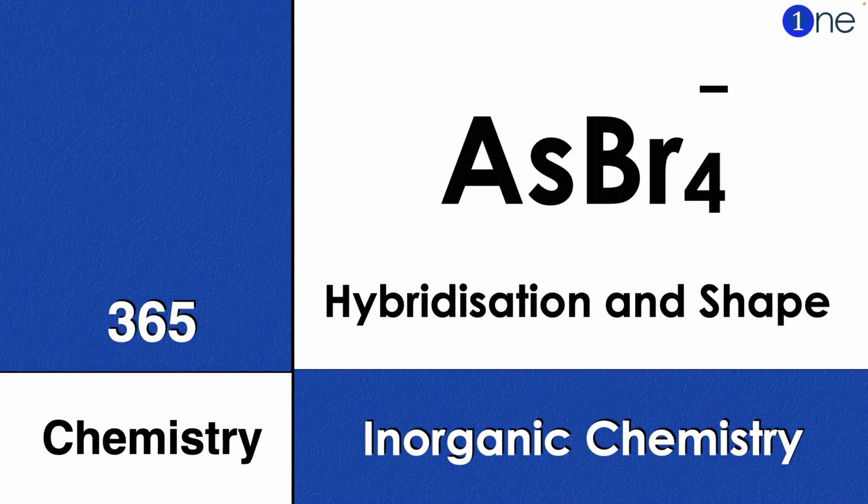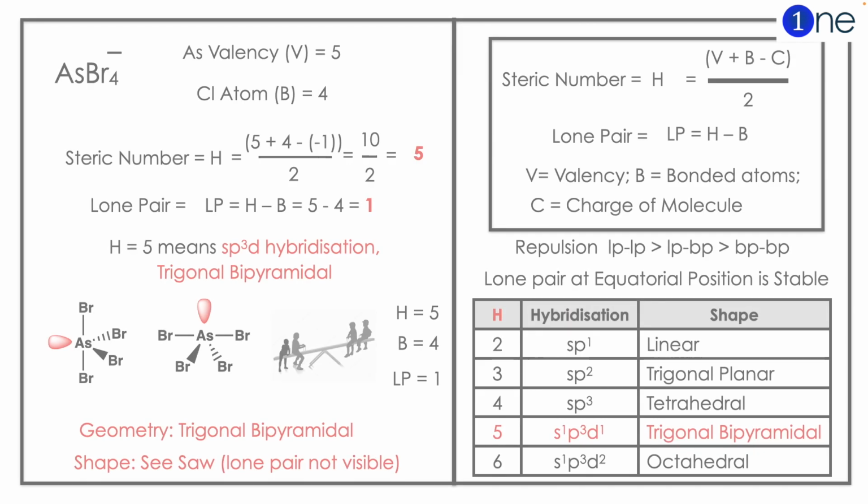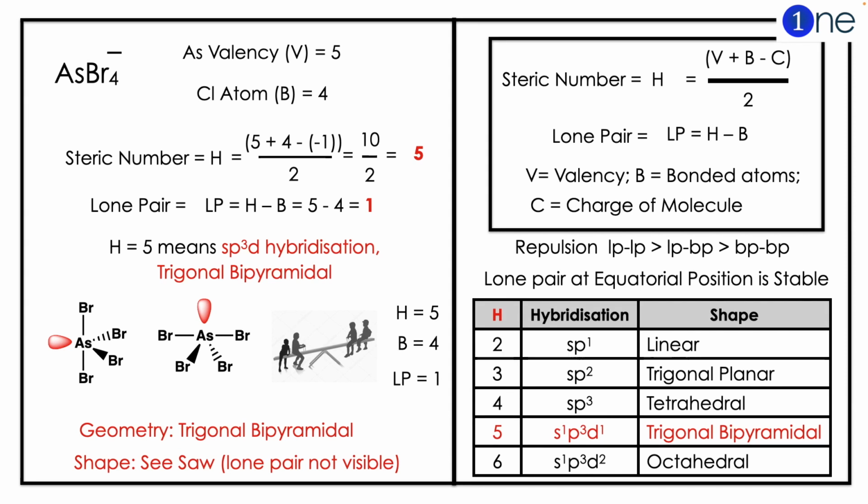Inorganic chemistry questions for you. Here you have arsenic tetrabromide, which is an anion. You should find the hybridization and shape of it. To find the hybridization, you should know the steric number.